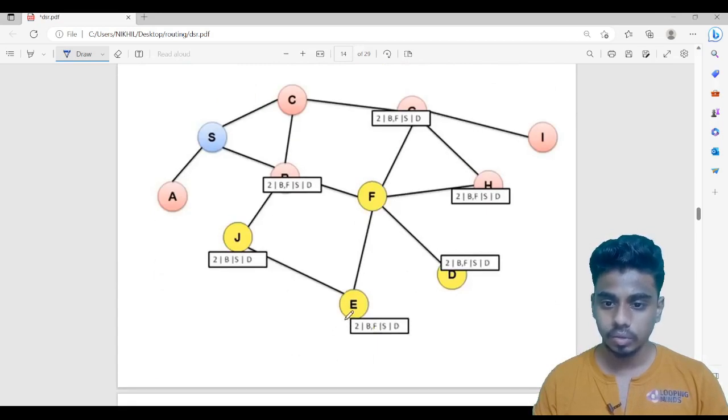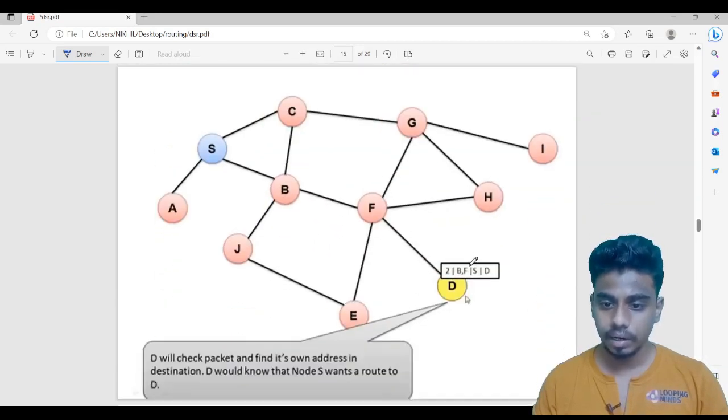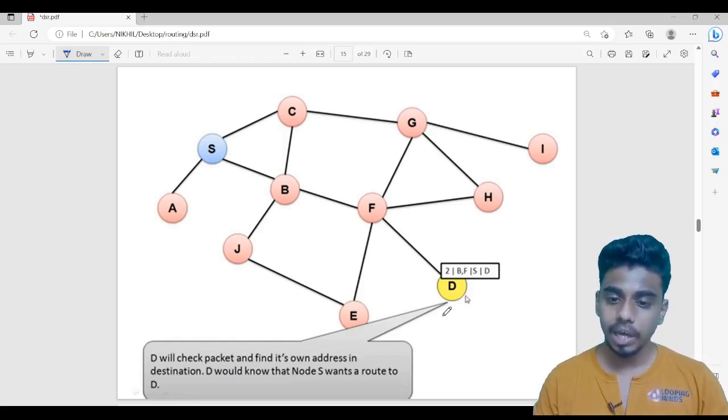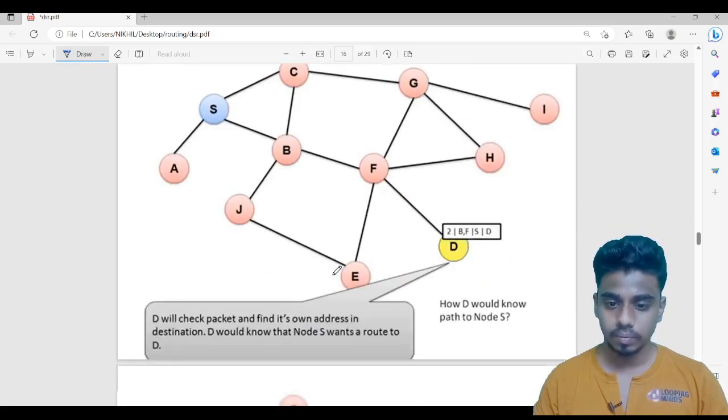This is broadcasted to the neighbors, and if you look at this node, D will check the packet and find its own address in the destination. D would know that this source wanted to send some data and it has discovered a route with B and F. Now what it will do, it will create a reply packet and send back the reply to the source.